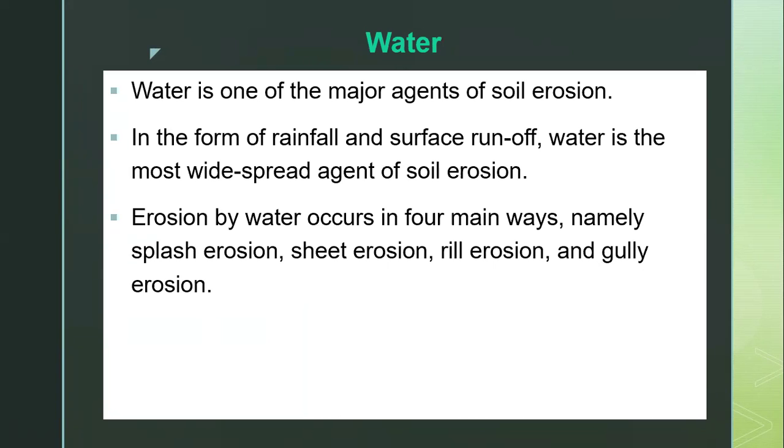Water is one of the major agents of soil erosion, in the form of rainfall or surface runoff. Water is the most widely spread agent of soil erosion. Erosion by water occurs in four main ways, namely splash erosion, sheet erosion, rill erosion, and gully erosion. In this video, we're going to discuss two of them, splash erosion and sheet erosion. We'll start with splash erosion.